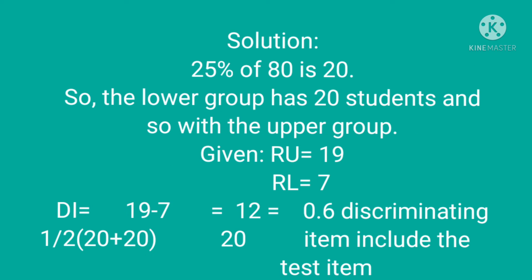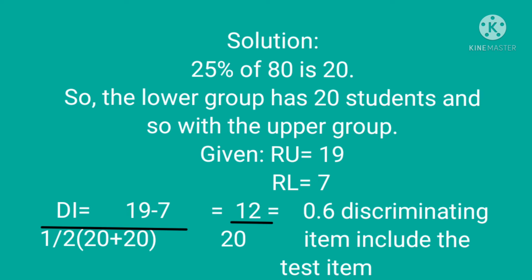So here's the solution of the given example. 25% of 80 is 20. So the lower group has 20 students, and so does the upper group. The upper group is equal to 19. The lower group is equal to 7.